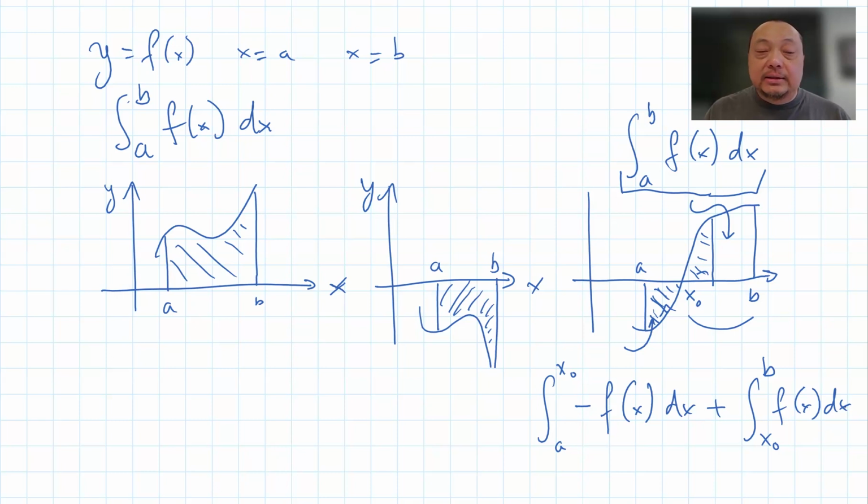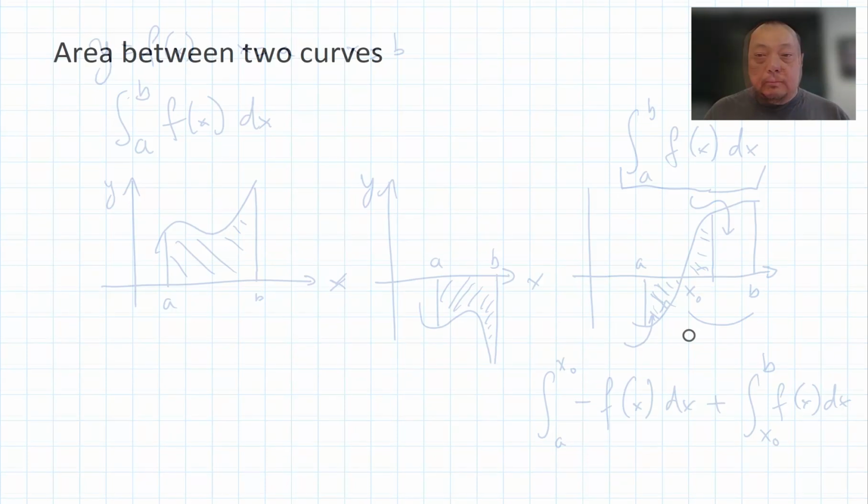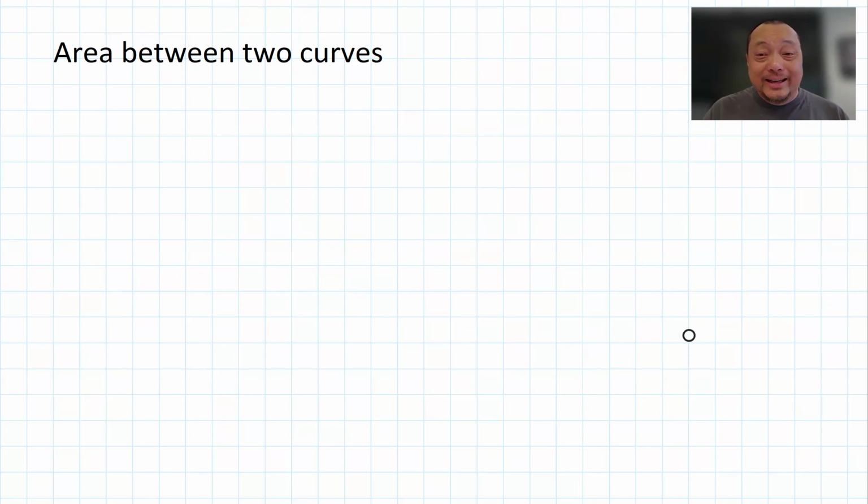Even in finding area under the curve, you have to pay attention to whether or not the curve and the x-axis cross each other. So now if we generalize it to the area between two curves, then you have to pay attention to when the two curves cross each other. Let's now talk about area between two curves.